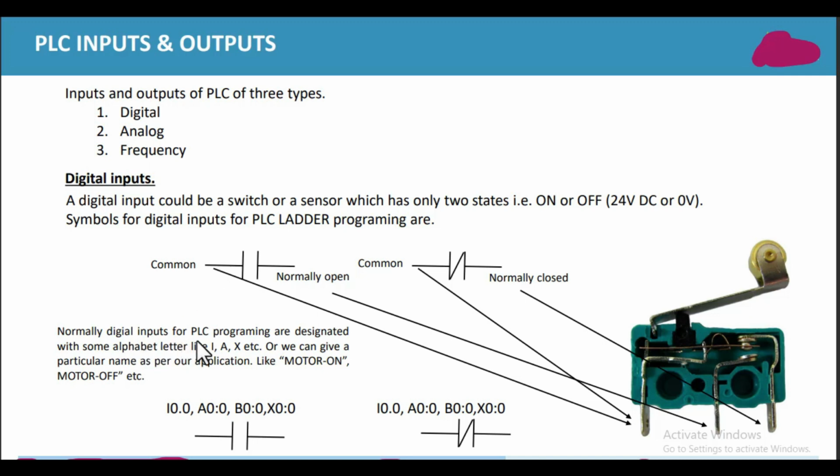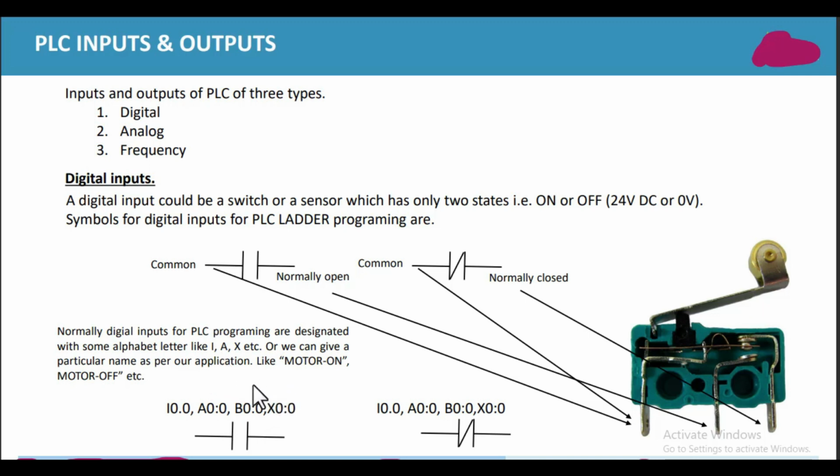Normally digital inputs for PLC programming are designated with some alphabetical letters like I, A, X, etc. Or we can give a particular name as per our application: motor on, motor off. Inputs are represented with different addresses in different PLCs.